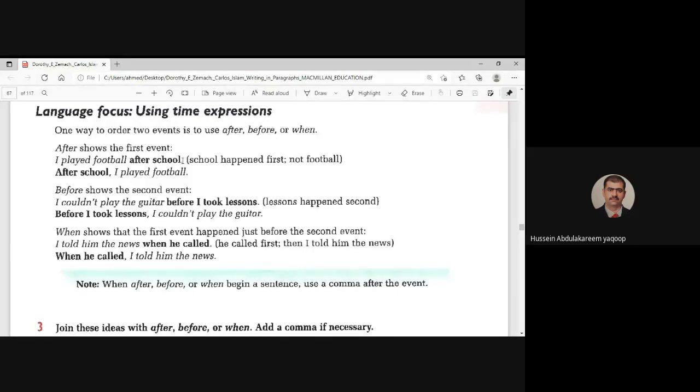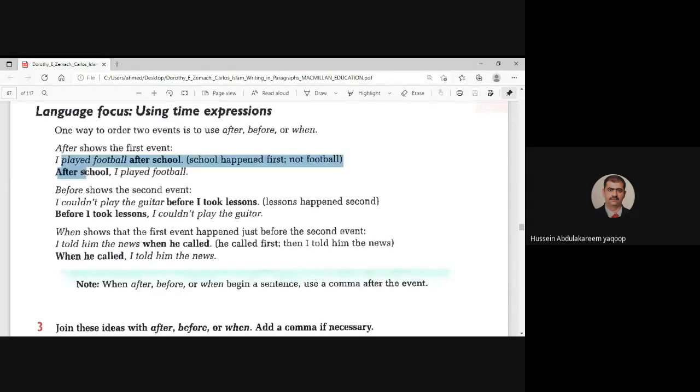So which one happened first? What do you think? Very quickly, please, give me your answers. School. So school is the first happening or the first event, and playing football is the second one. And here, the second part, we have after school, I played football, which means what? There is the possibility to use after in the middle of a sentence to join two events, and it can also start the sentence.